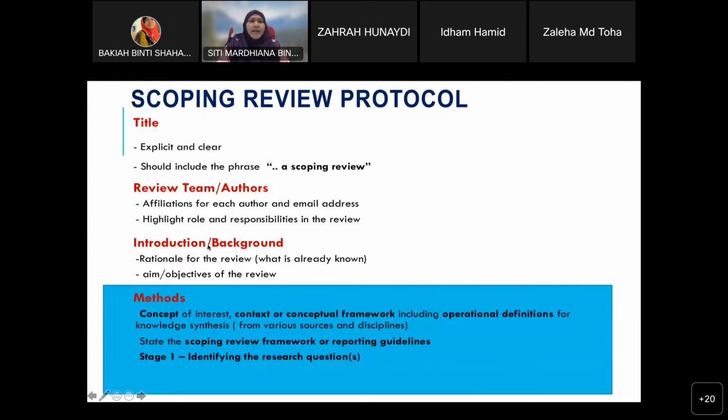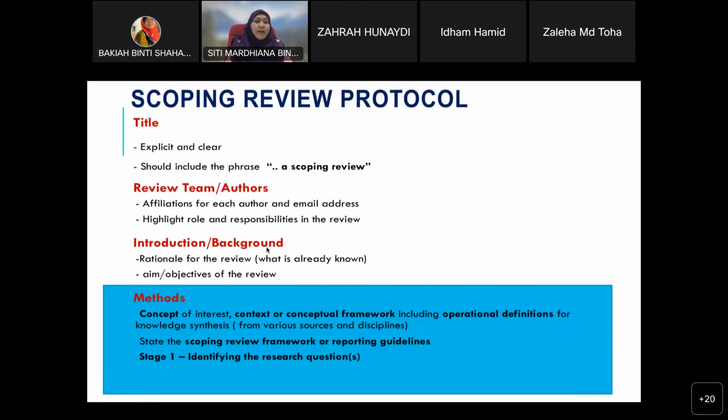All right. And then the third thing that you need to have in your protocol is the introduction or background. Okay, the rationale for the review, what is already known about the topic. For example, the role of precision medicine in breast cancer management. What is already known? Is it already widely established? And is it already a diagnostic in breast cancer management? And then your aim or objectives of the review.